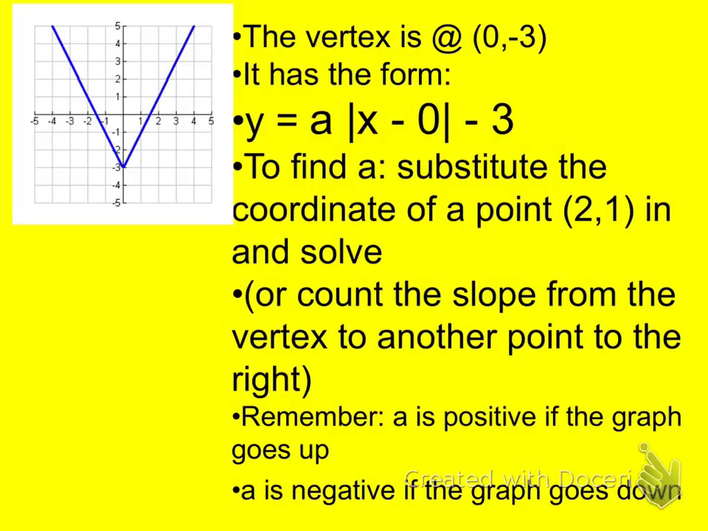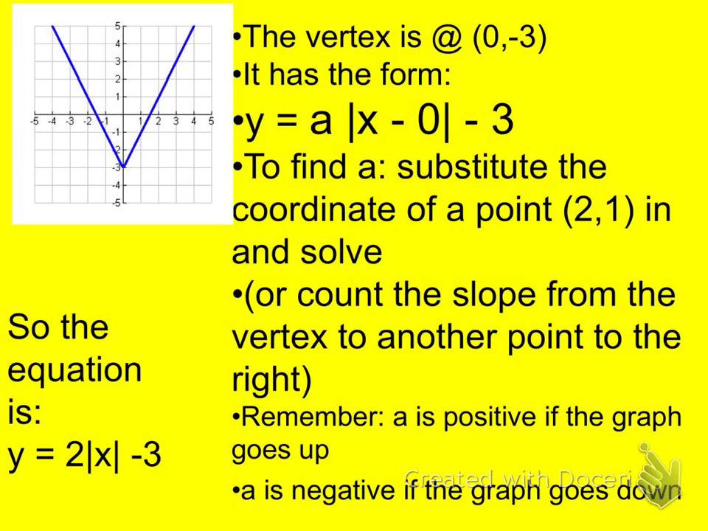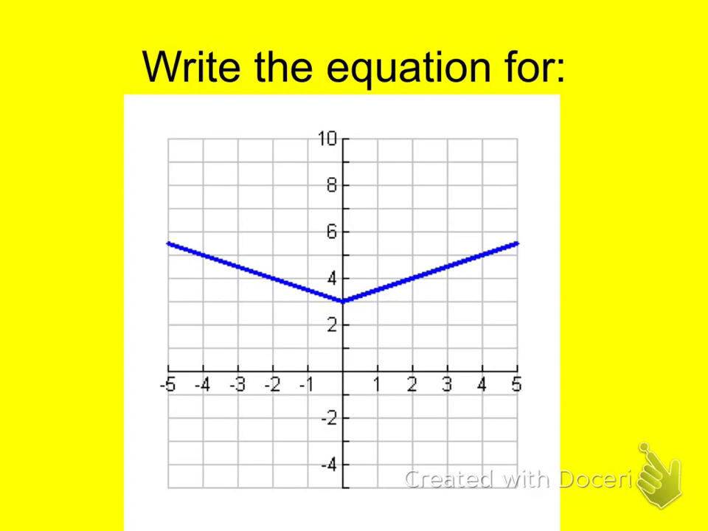Next, remember that a is positive if the graph goes up and a is negative if the graph goes down. So this one was positive. And we see here's our equation. y is equal to 2 absolute value of x minus 3. So let's write the equation for this one. Pause the video.